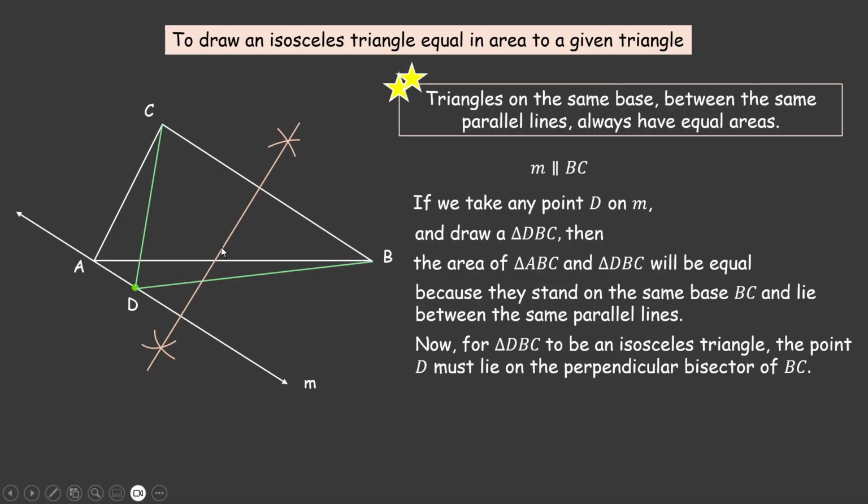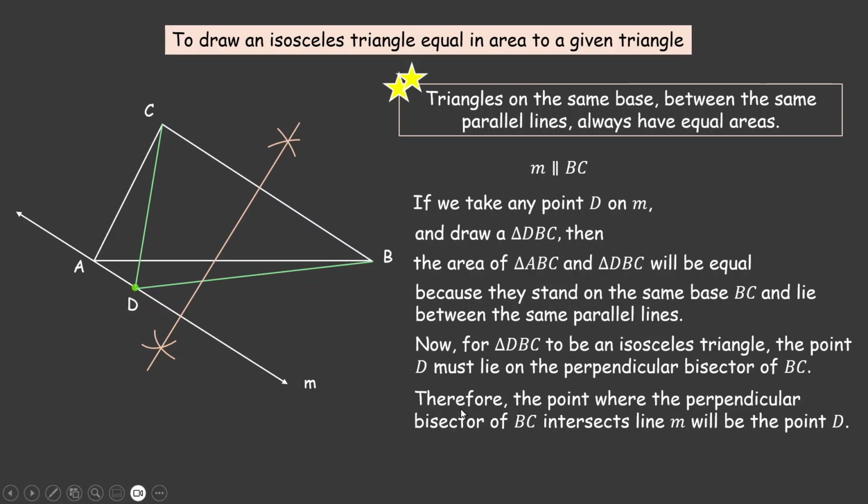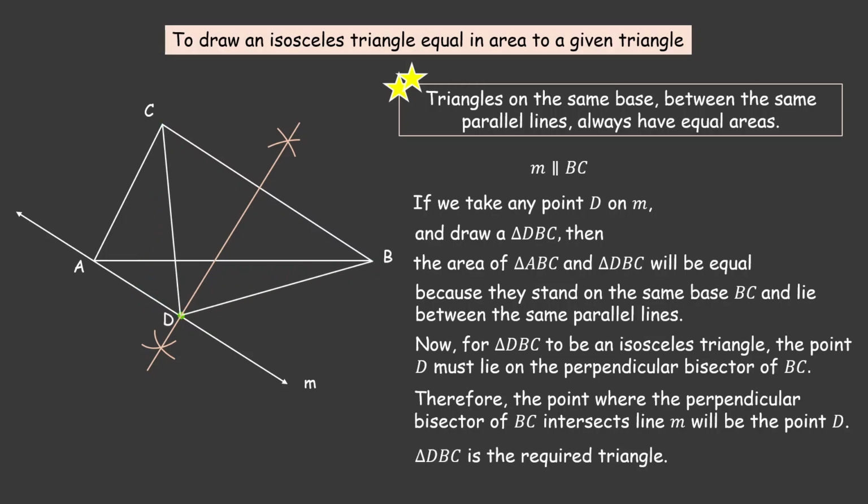Any point which lies on the perpendicular bisector of a line is equidistant from both the endpoints of the line. So any point that will lie on this line will be at equal distance from point B and point C. Therefore, the point where the perpendicular bisector of BC intersects the line M will be the point D. And this is the required triangle DBC.